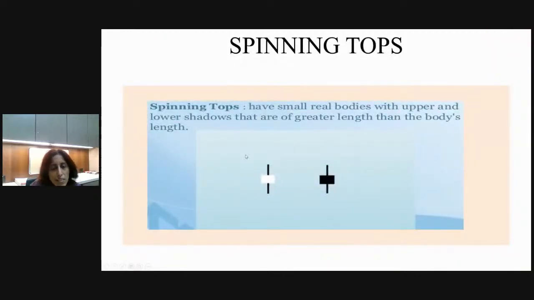Let's now come to another chart type, which is spinning tops. And why spinning tops? Because of the kind of pattern which you get to see. Here, unlike the doji, where there was hardly any real body to be seen, these spinning tops have small real bodies with upper and lower shadows that are of greater length than the bodies. It can either be bullish or bearish, so it can either be white or green, or it can be red.